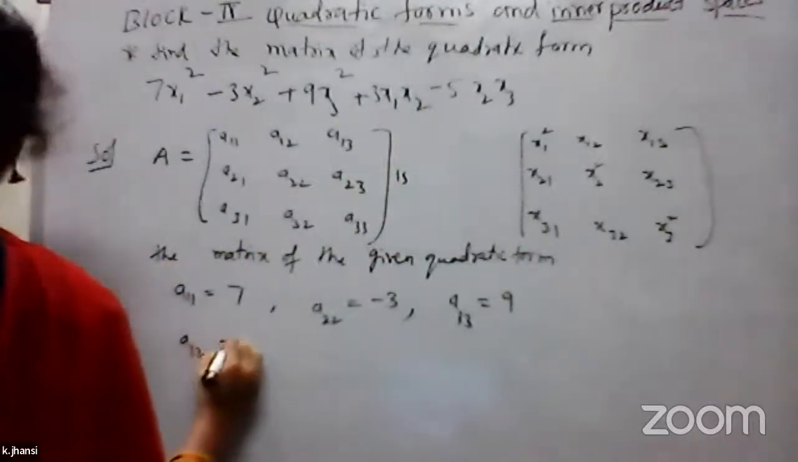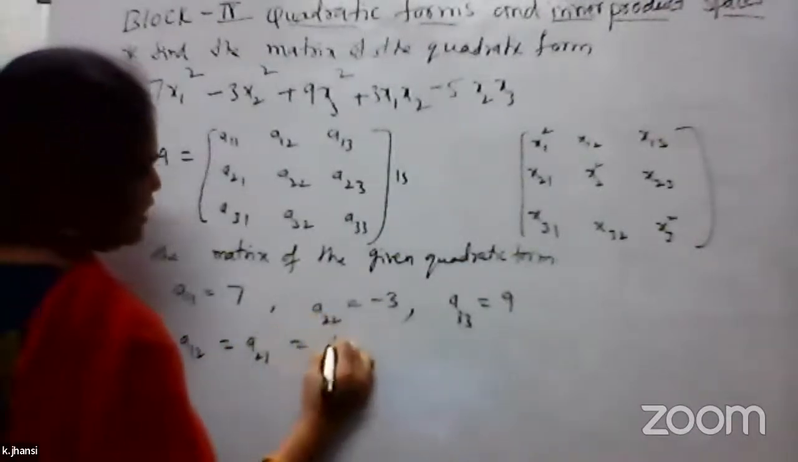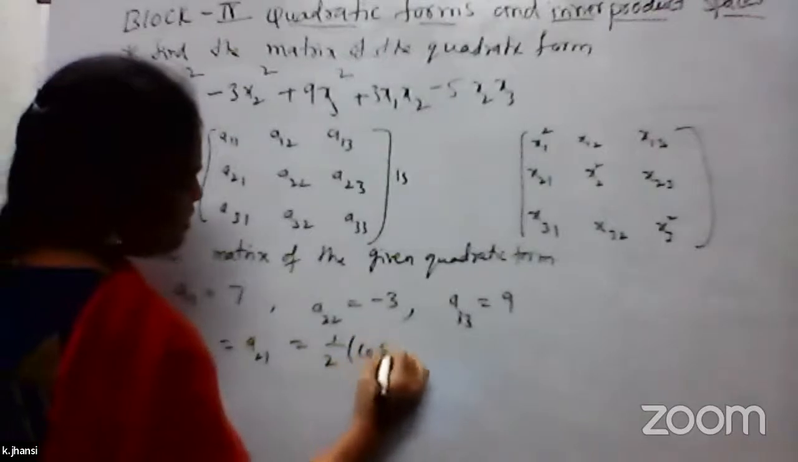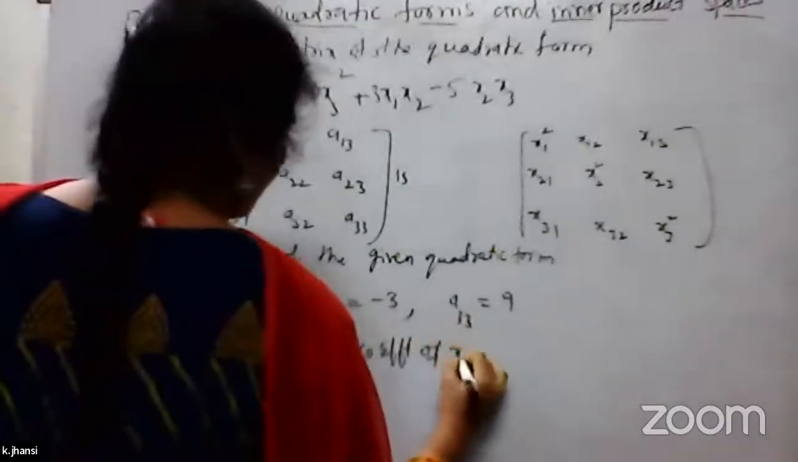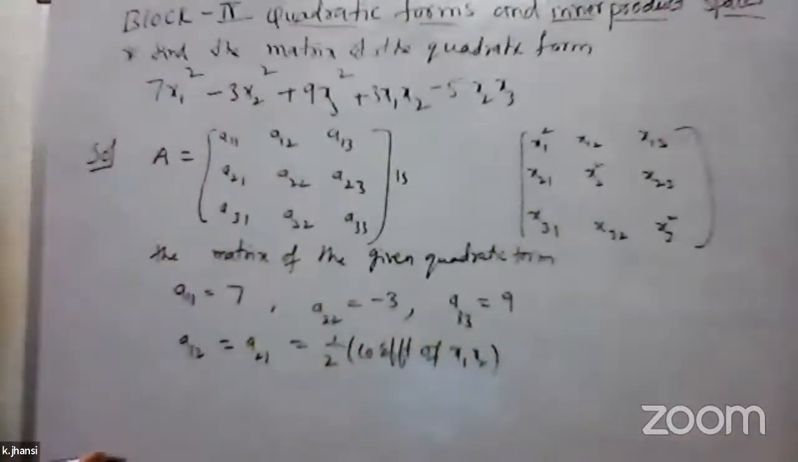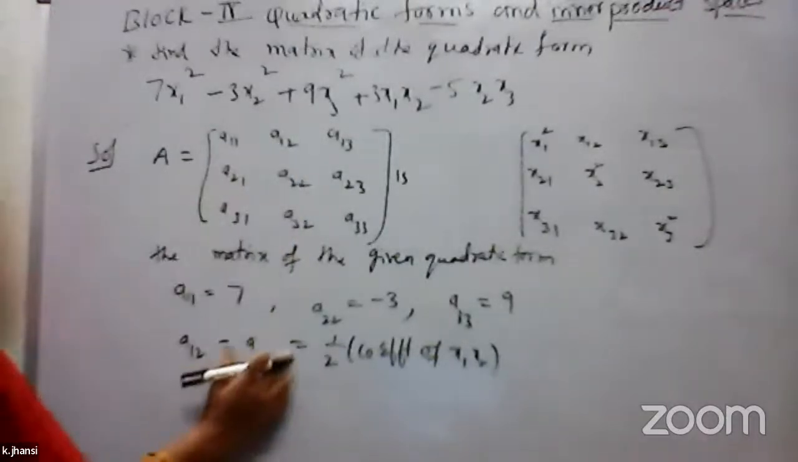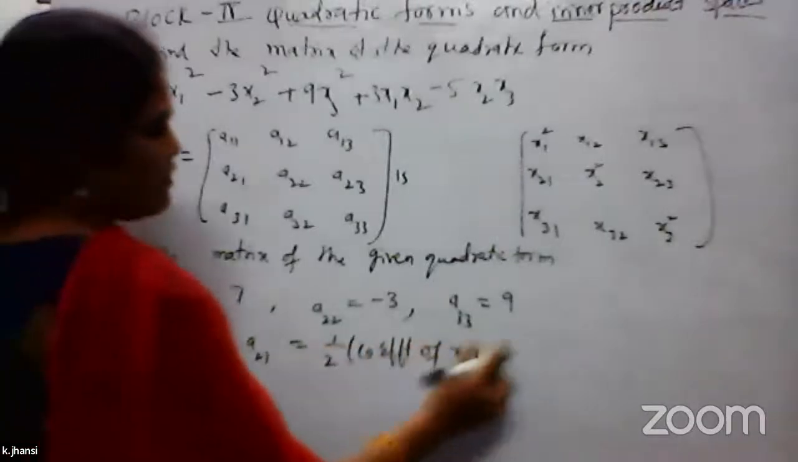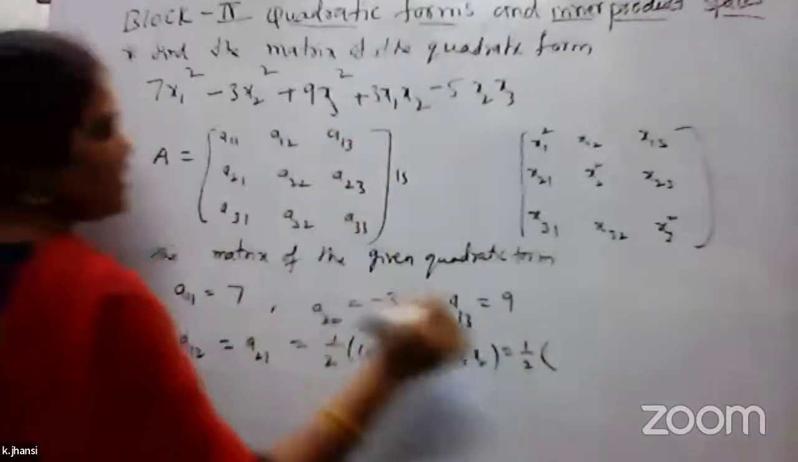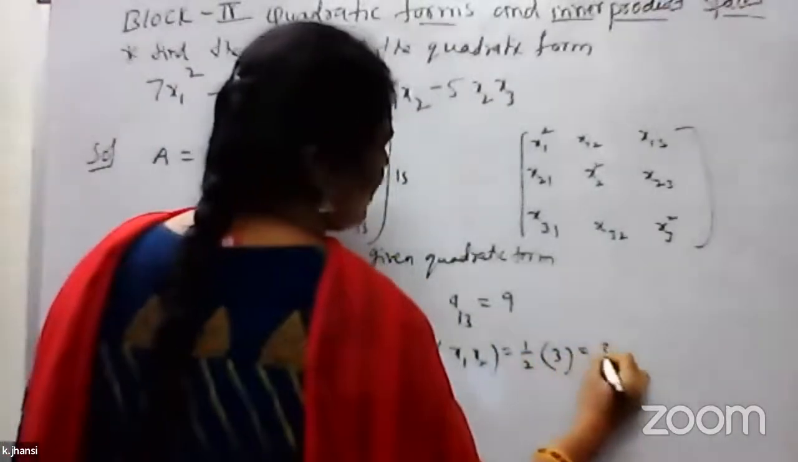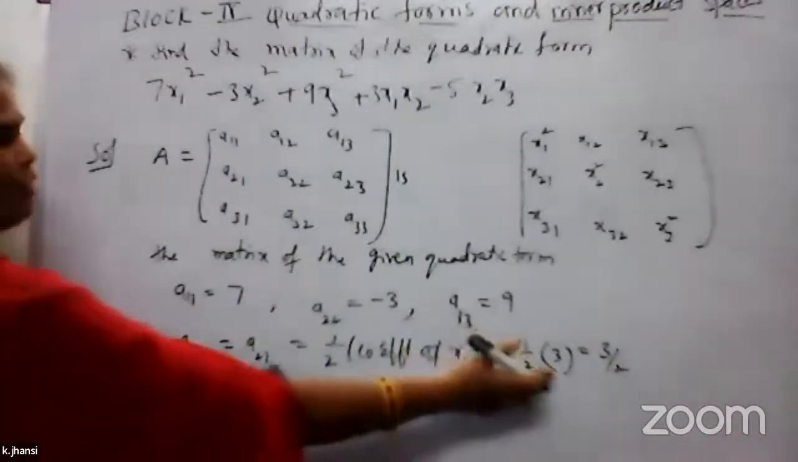So A12 is equals to A21 equals to, we have to write it as 1 by 2 into the quotient of x1 x2. Okay, like this you have to write. A12 is equals to A21. Both are same, no? So it equals to 1 by 2 into the quotient of x1 and x2. What is the quotient of x1 and x2? 3 is there. So you'll get the value as 3 by 2 both. Here we can't divide it with 2. Okay. So you keep like that only.